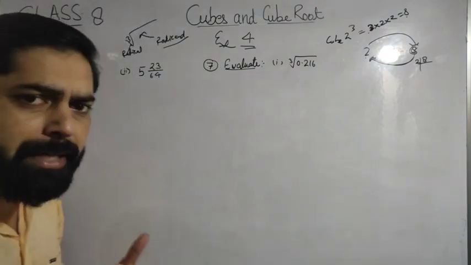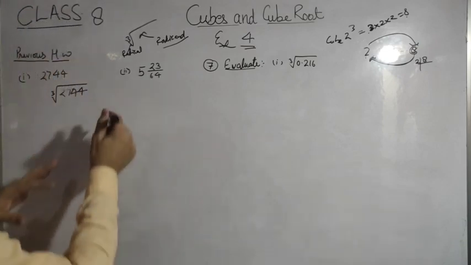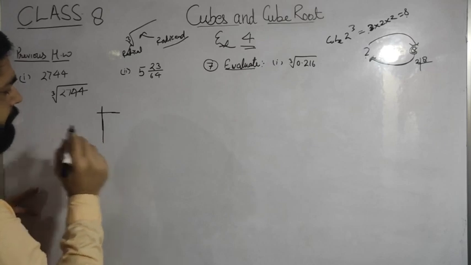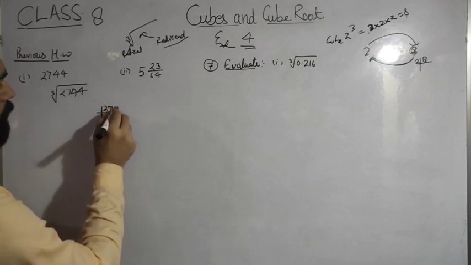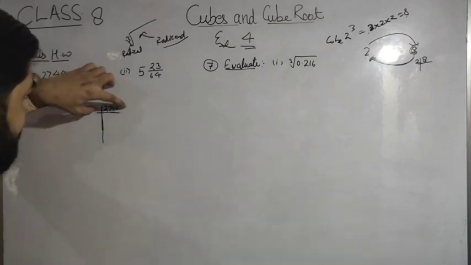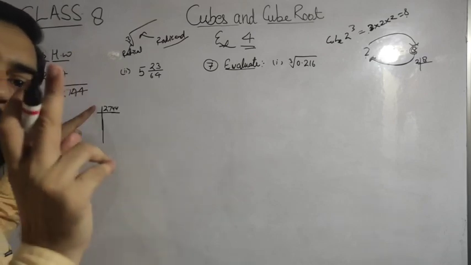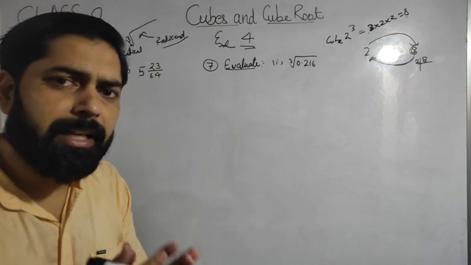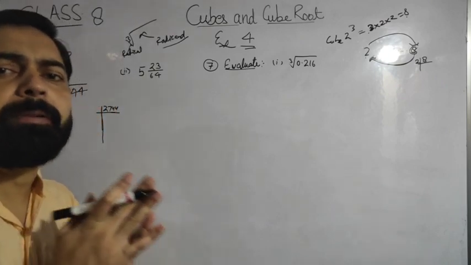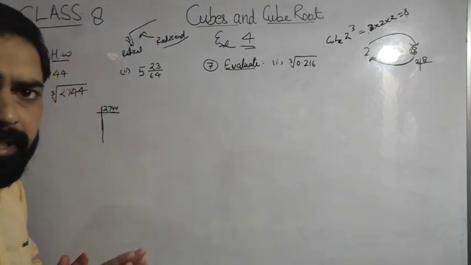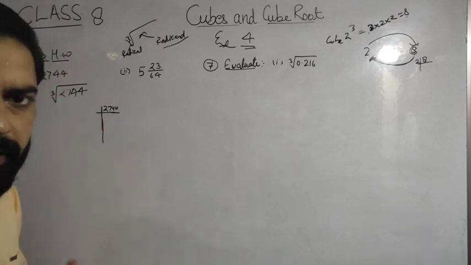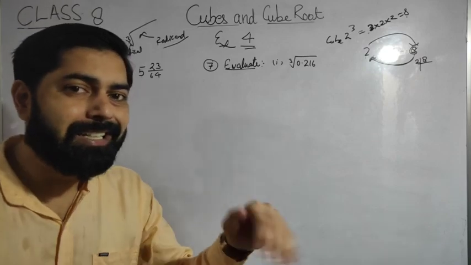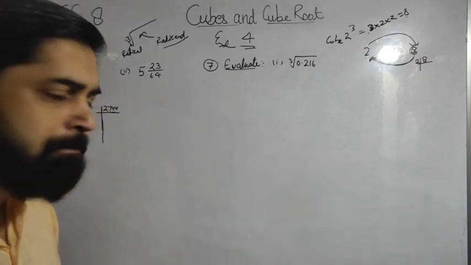So what happens in this method? First we find the prime factors of 2744. In this method we can divide the given number only by prime numbers. You can divide only by prime numbers. A prime number is a number having only 2 factors: one and the number itself.